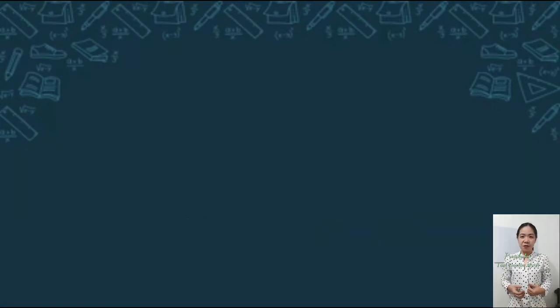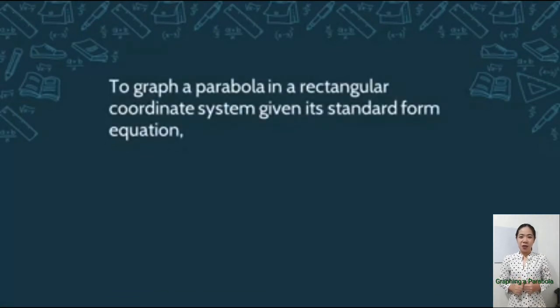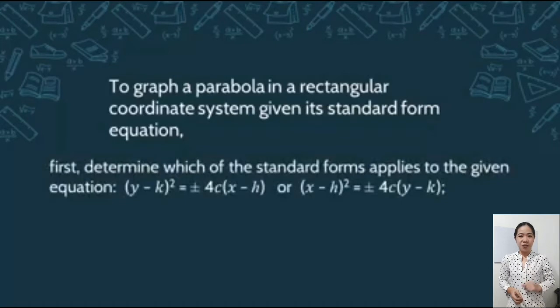Let's go back with the examples. First, the different steps in graphing a parabola. Step number 1, to graph a parabola in a rectangular coordinate system given its standard form of equation, first, determine which of these standard forms applies to the given equation. We have different forms of equations depending on the opening of the graph of the parabola.